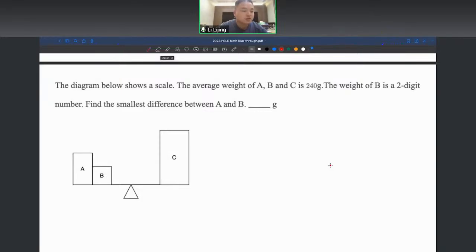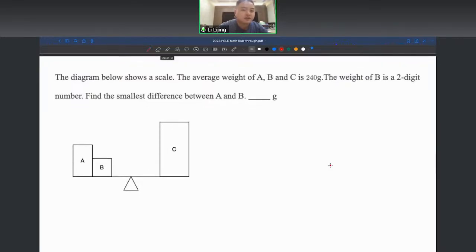This one was quite easy. Okay, how many marks is this worth? 2 marks? Is it 2 marks? Three marks. This one is 3 marks or 2 marks? Oh, 3 marks. Then this should be an easy 3 marks for most of you. Okay, let's look at this question together.